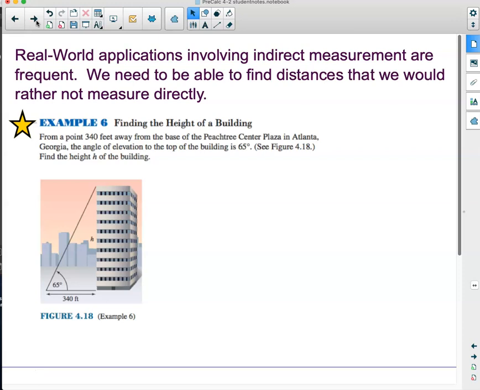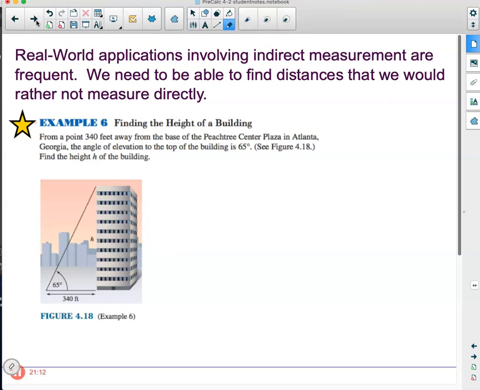And this says we're finding the height of a building from a point 340 feet away from the base of the Peachtree Center Plaza in Atlanta. The angle of elevation to the top of the building, so here you're down here and you're looking up 65 degrees. Find the height of the building. So we look at this and we try to figure out in terms of definitions which trig function we should use. And the height is opposite.